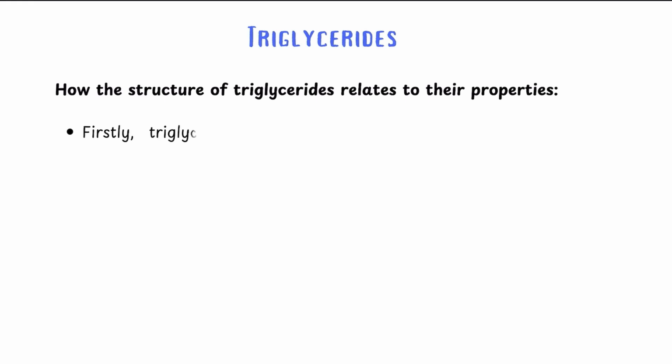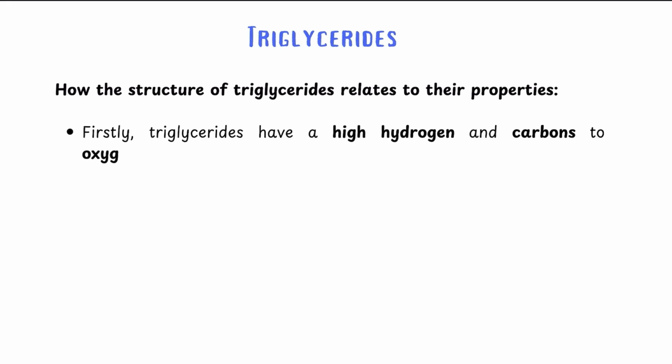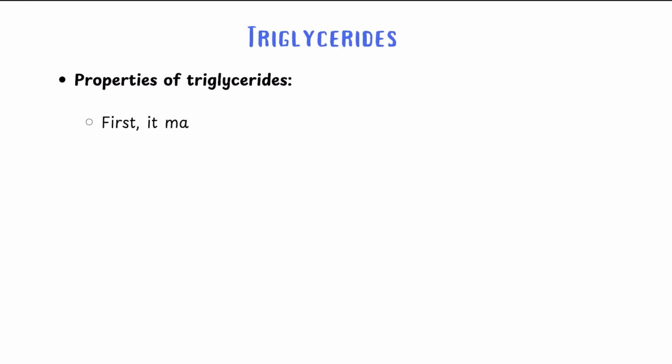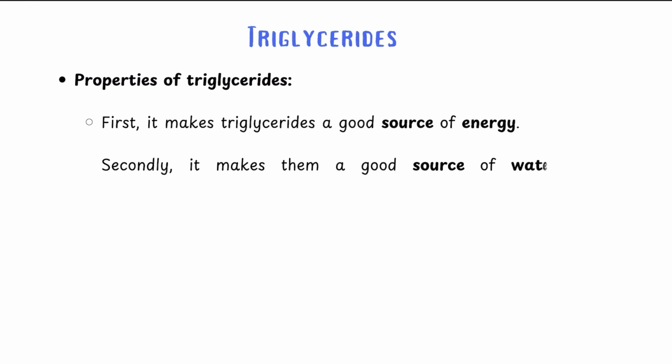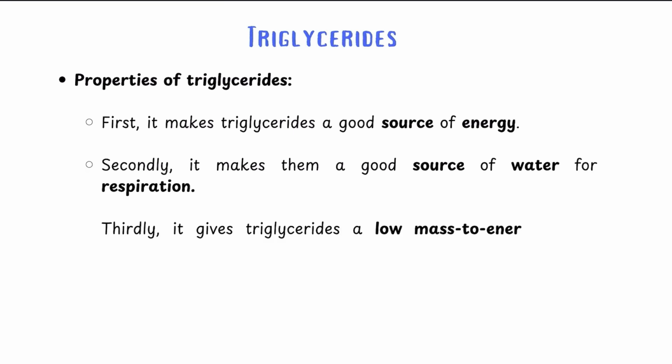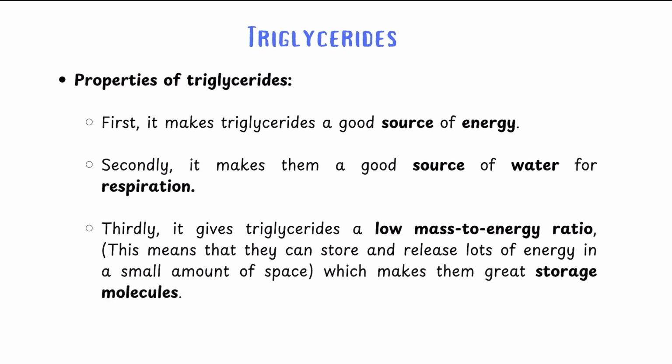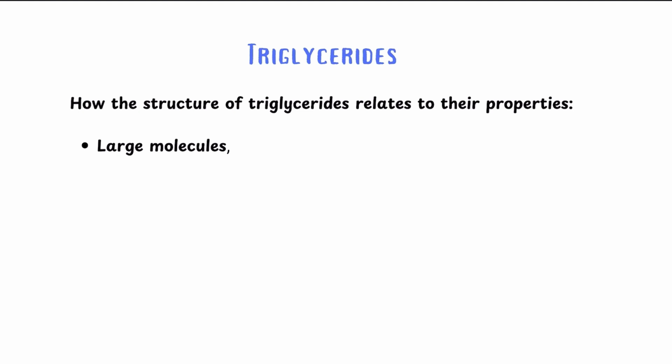Firstly, triglycerides have a high hydrogen and carbons to oxygens ratio due to their fatty acids. This is important for 3 reasons. First, it makes triglycerides a good source of energy. Secondly, it makes them a good source of water for respiration. Thirdly, it gives triglycerides a low mass-to-energy ratio. This means that they can store and release lots of energy in a small amount of space, which makes them great storage molecules. Secondly, triglycerides are large molecules and as a result, they can't cross cell membranes.